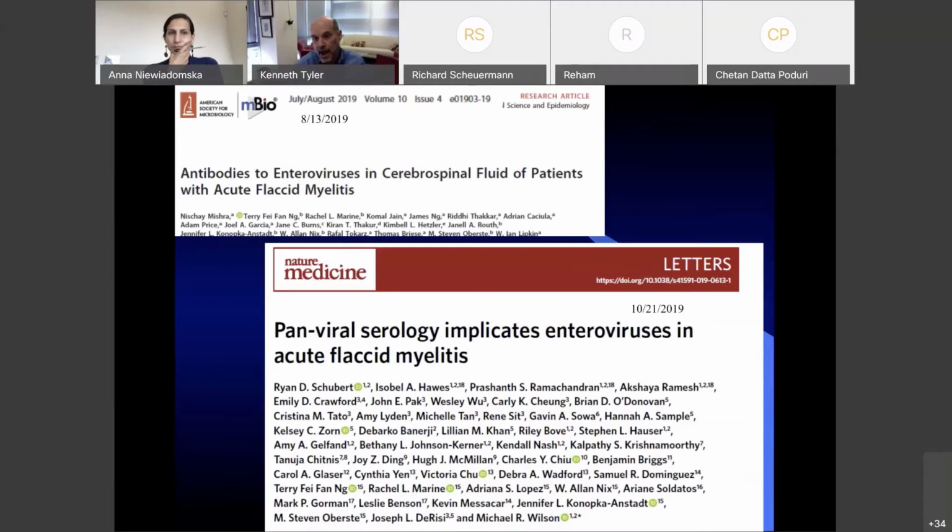Two papers that came out from two different groups, basically in the summer of 2019, helped us move this needle a little bit further. Mike Wilson and colleagues at UCSF and Ian Lipkin and colleagues at Columbia used different techniques, and I won't go through them in detail, but used different techniques to probe spinal fluid for antibodies against enterovirus in patients with AFM versus controls. And in both cases, they found significantly increased incidence of those antibodies in the patients versus the different control groups.